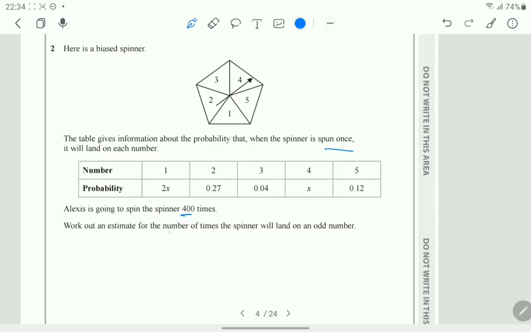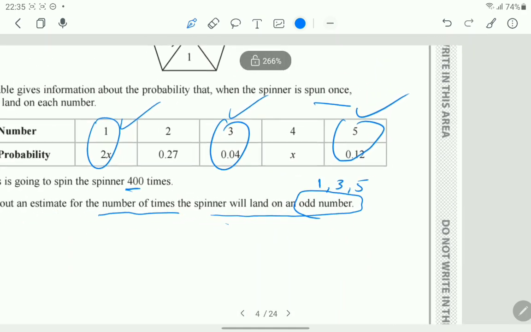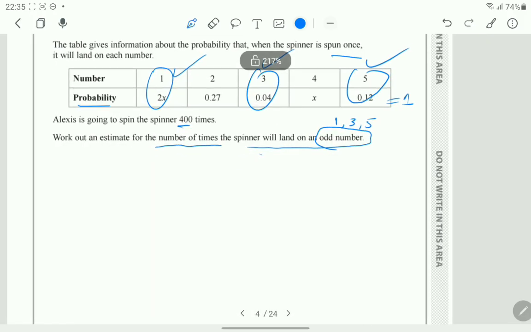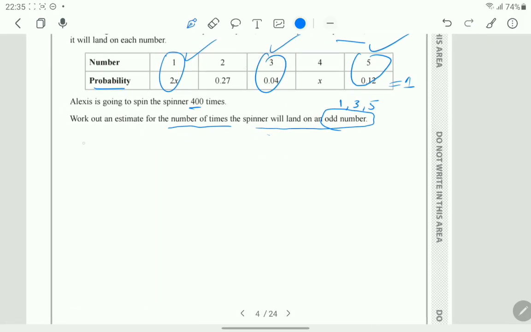Work out an estimate for the number of times the spinner will land on an odd number, which gives us 1, 3, and 5. So we need to find the probability that it lands on these numbers. We have the probability for 3 and 5, but we do not have the probability for 1, and we need to find that. The basic principle is that the probabilities always add up to 1. So in an equation, we get 2x plus 0.27 plus 0.04 plus x plus 0.12 equals 1.